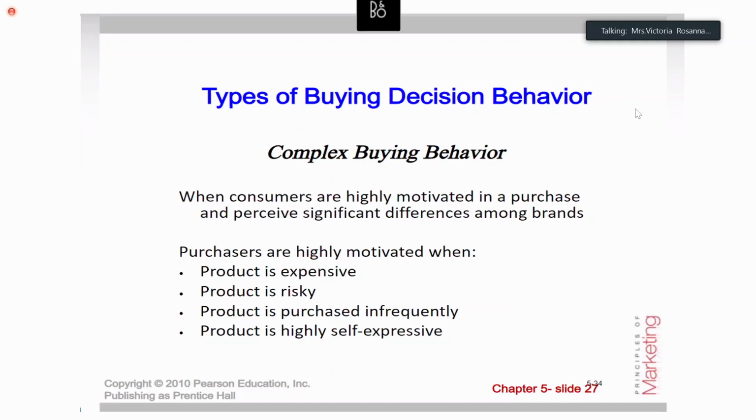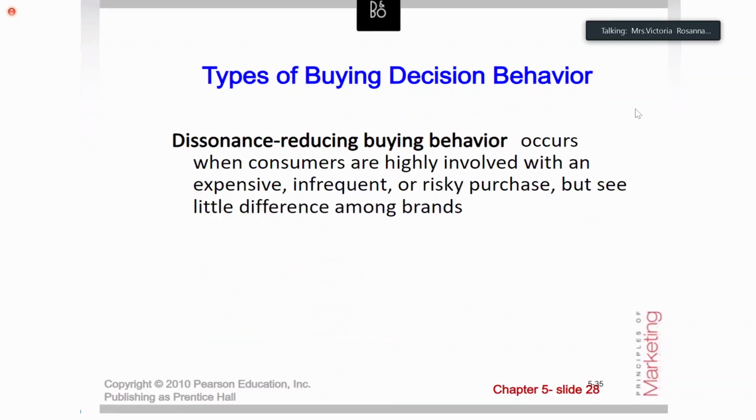if you move into each of those behaviors, you can find these sorts of factors which may be reflected. So here, complex buying behavior, we said, is when the consumers are highly involved, and also the differences are very significant among the brands. So purchasers are highly motivated when the product is expensive. I have already told you the product is risky, and also the product is not purchased frequently, and also the product is highly self-expressive, that is, it is reflecting on the status.